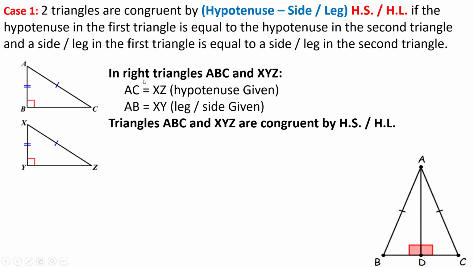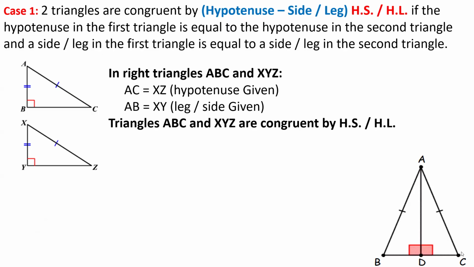Always we should say in which triangles we are proving to be congruent. Then we say what we have in these two triangles according to the given marks. After that, we say as a conclusion that the two triangles are congruent by HS. If you look at the second figure, we have two triangles which are ABD and ADC. As you can see, these two triangles are right. The first triangle is right at D, and the second triangle is also right at D. In the first triangle, the hypotenuse is AB.